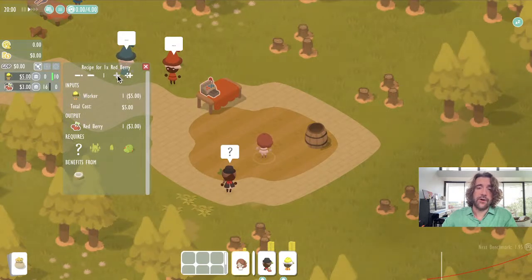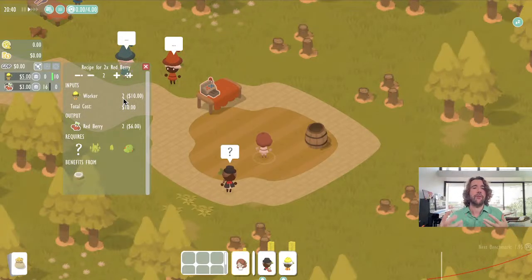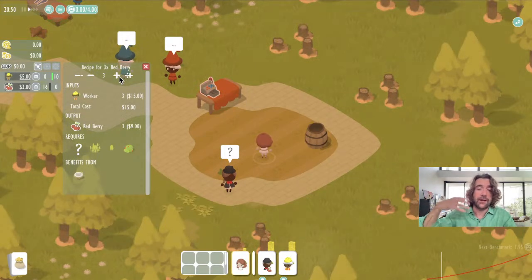If I want to produce more red berries, I can click and have a look at what is going to be the production level as I increase production. So for example, for the second red berry, I need 2 workers. And you can see that I would sell 2 red berries, making $6. It would cost me a total of $10 though, because I need to hire 2 workers. So we need to be careful here and start thinking about what are the costs and benefits of increasing production.